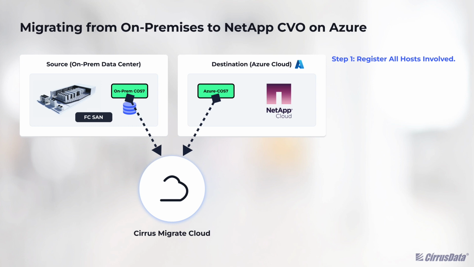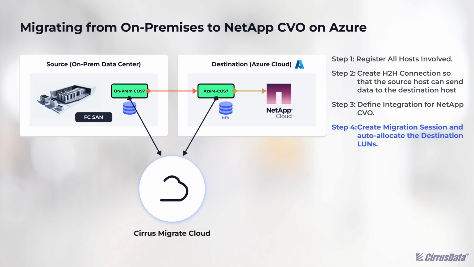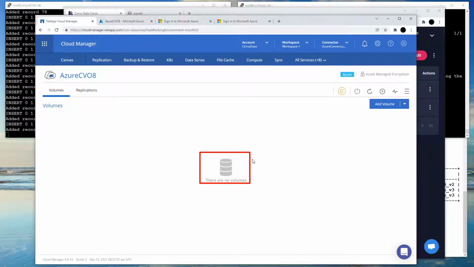The next three steps are to create the H2H connection, enter information for the CVO ONTAP, and create the migration session and auto-allocate destination storage using the integration plugin for NetApp CVO for ONTAP. We will now browse to the NetApp Azure Cloud Manager portal and see that there's an instance Azure CVO8 cloud environment hosting the Cloud Volume ONTAP that has no disk created yet. The required destination disks will be automatically created by the CMC plugin for CVO later. With the plugin, there is never a need to manually create destination disks or iSCSI clients at the CVO.